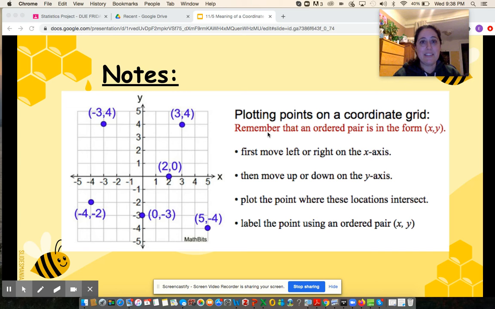Hey guys, it is Miss Cram, and I want to talk to you a little bit about the meaning of a point. We see these points all over the place. We're getting into graphing, and a lot of you have familiarity with what they are. So this is a little bit of a refresher, and then you might hear some new vocabulary or see something new. So let's get started.